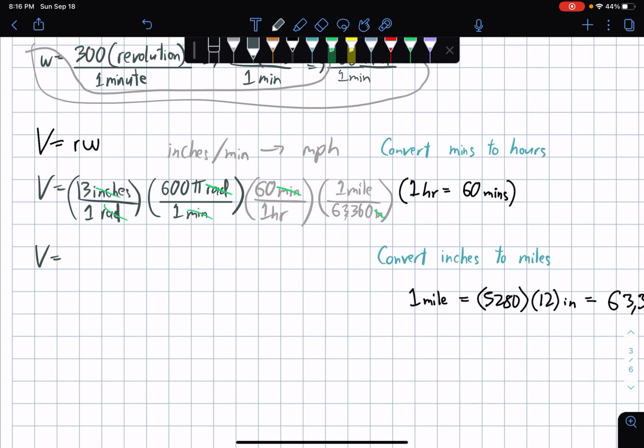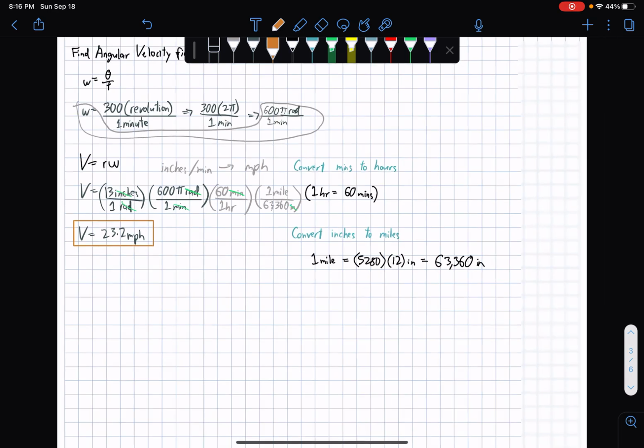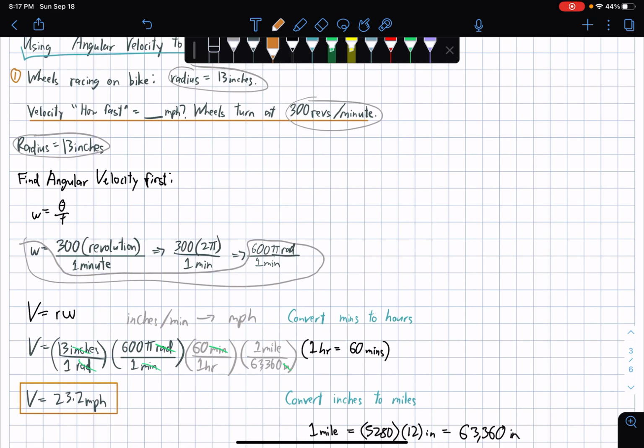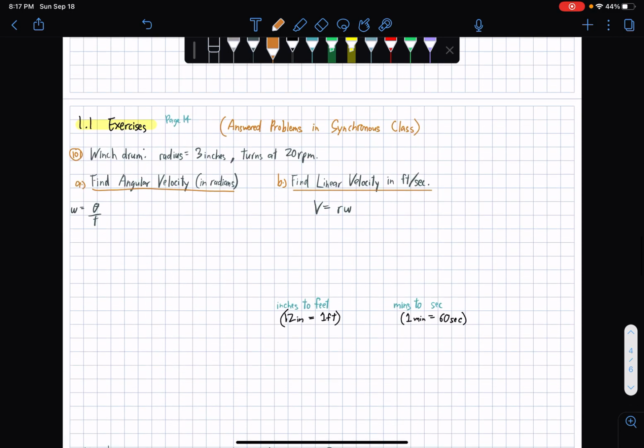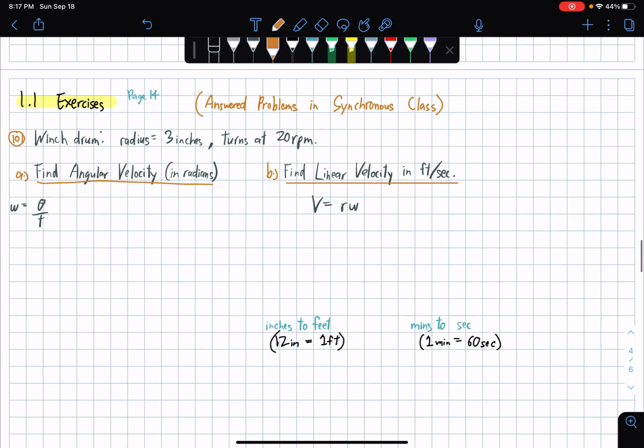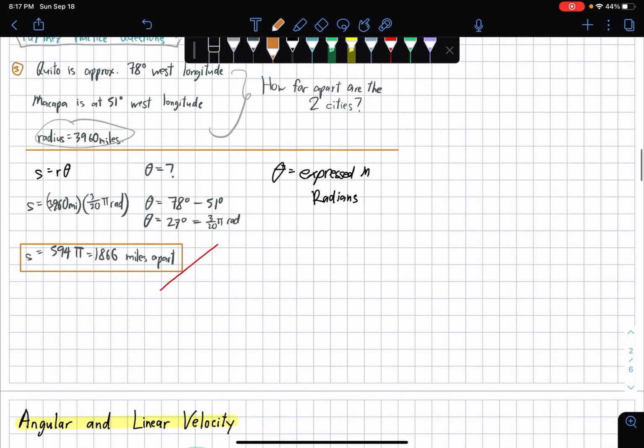I'm starting to assume that the answer is 23.2 miles per hour. So there, this is the linear velocity. Let's move on to the next question. Actually, this is already the chapter exercises for this lesson.